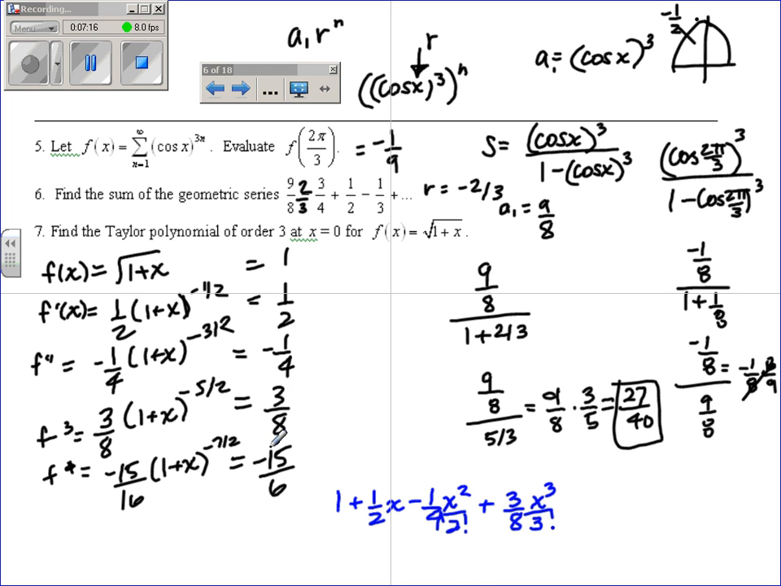And I accidentally went too far here. You can simplify this if you want, or keep it as it is. Notice, do not put that f of x equals this. It's the polynomial. So you stop when you get to degree 3.